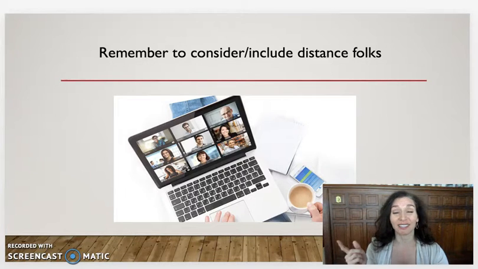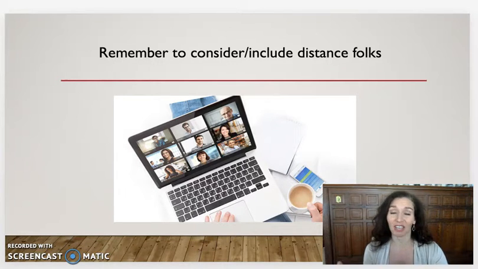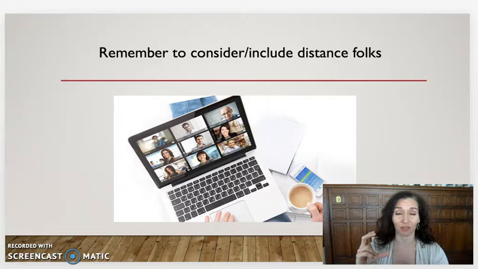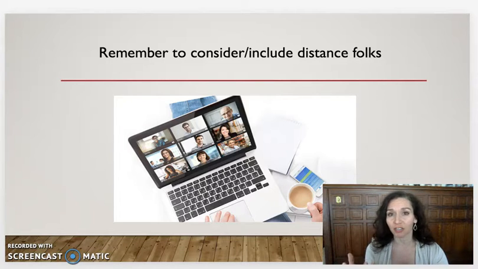Another thing is, remember to consider and include those at a distance. In your SIGs, you've probably done a lot of discussion, a lot of activities and that kind of thing. It's a lot harder to fit something like that into an innovation exchange that's only 15 minutes. So think of the innovation exchange very differently than the SIG, because you're not going to be engaging them in community building and discussion. Instead, you're sharing one quick tip, suggestion, innovative teaching strategy that they can take and use. So remember to include those at a distance. If you're going to share resources or materials, send those in advance, or at least post them in the chat so that they can access them right then and there during your session.